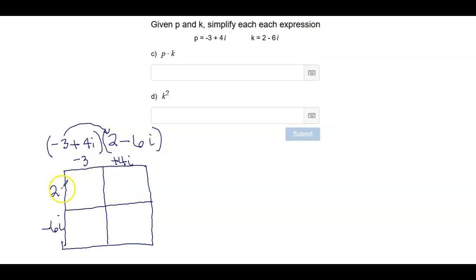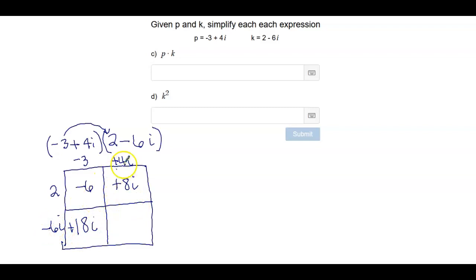So we're just going to distribute. 2 times -3 is -6. 2 times positive 4i is positive 8i. -6i times -3. -6 times -3 is positive 18. And then we still have that i at the end.